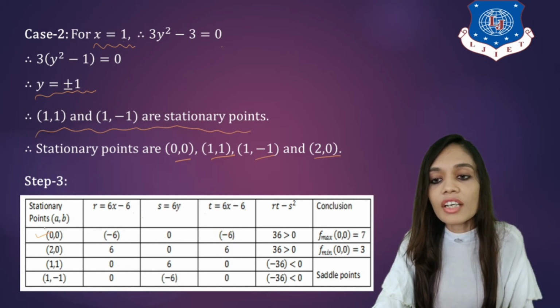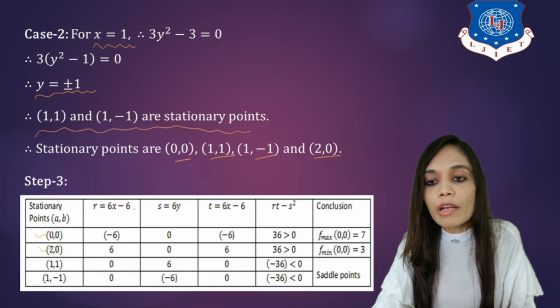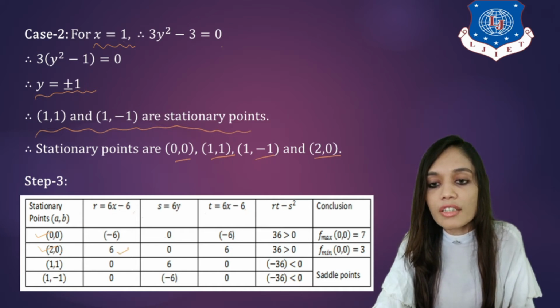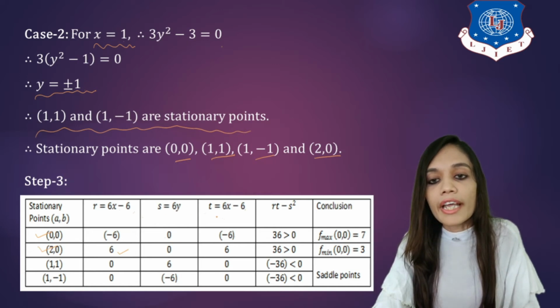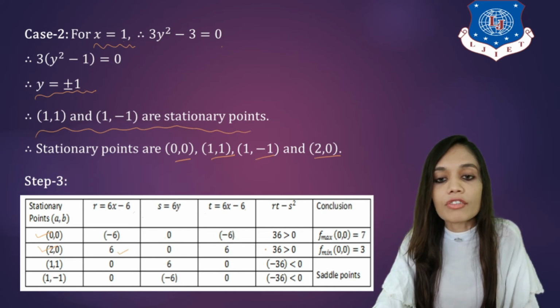Done? Next, let us put the value as 2, 0. That is in place of x you have to put 2 and in place of y you will put 0. So here it will become 12 minus 6 which is equal to 6. Next here again it will be equal to 0 because y is 0. Next here similarly we get 6. So totally rt minus s square will be equal to again 36.